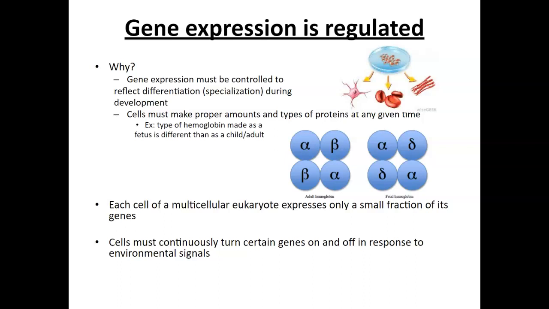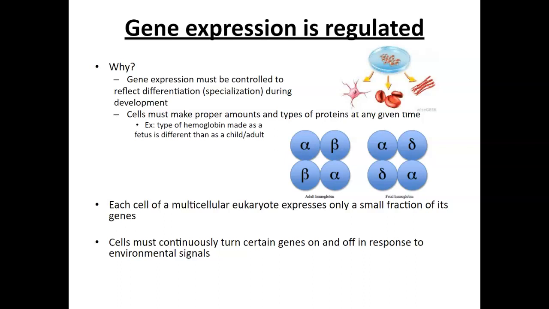And so an example is going to be that when you are a developing fetus, you make a particular type of hemoglobin that's called fetal hemoglobin. But as you grow into a child and then into an adult, the type of hemoglobin chains that you're making are actually different. So you'll then transition to make adult hemoglobin. And this is done by controlling gene expression. Genes are turned on, genes are turned off.